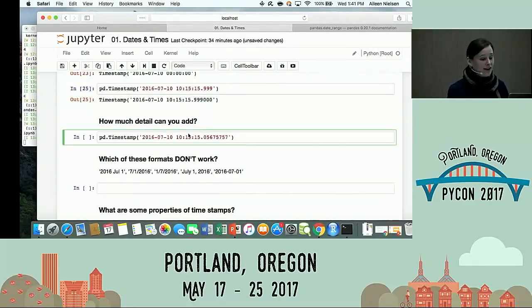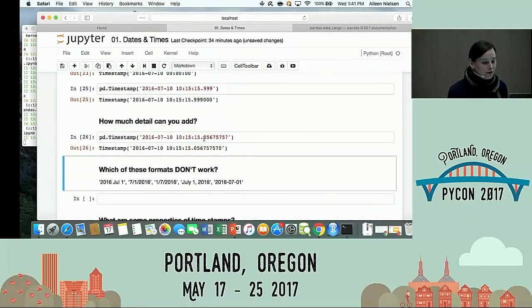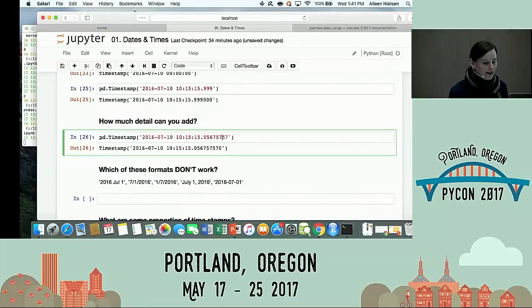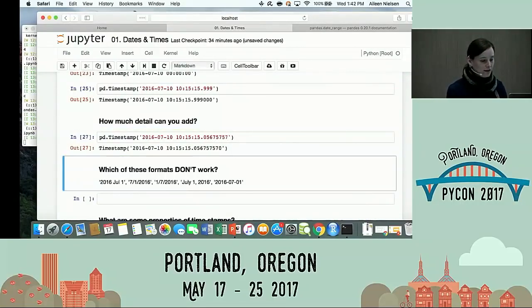Okay, and here we see how much detail you can add. 0, 5, 6, that's 3, 7, 5, 7, that's 3, 5, 7. So if you force it to go out beyond the 6 digits, it will display. And those are always there.